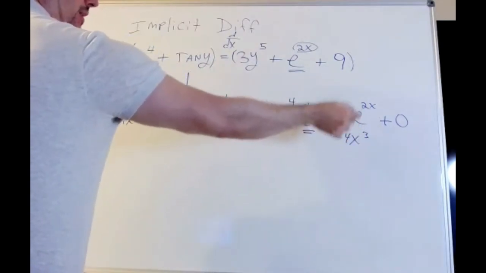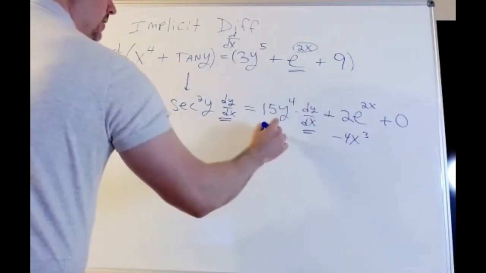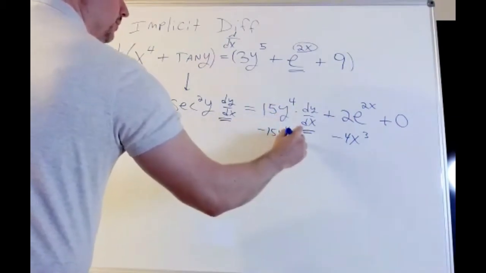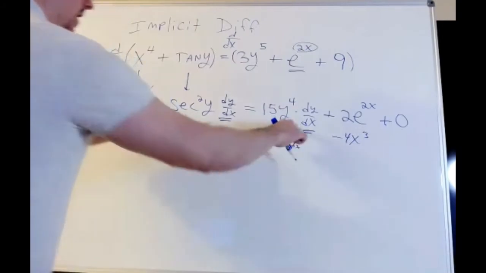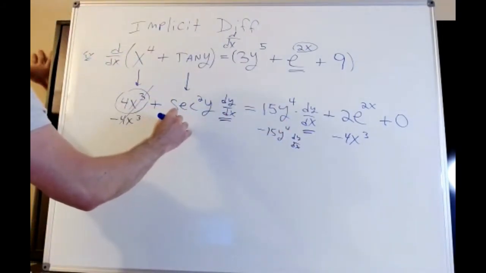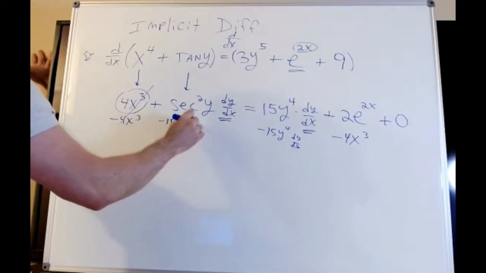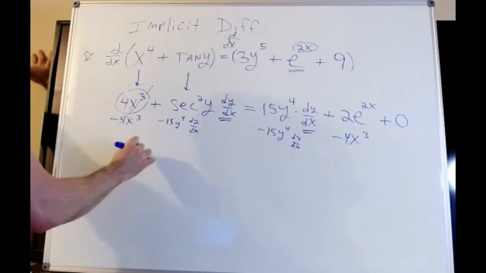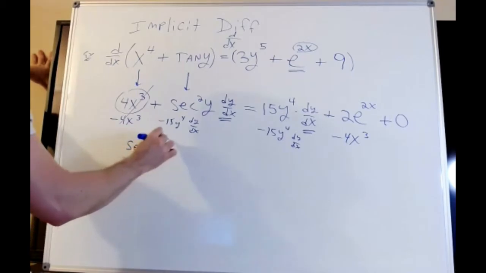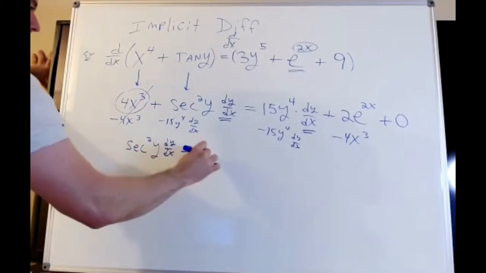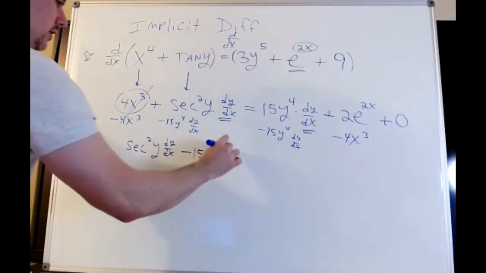Don't think you can put these together. You can't, right? Then I'm going to subtract the negative 15y^4 dy dx, and put that over here. So if you want to write it in the front, that's fine. I'd rather not. I'm going to keep secant squared y in the front. dy dx. Take away 15y^4 dy dx.